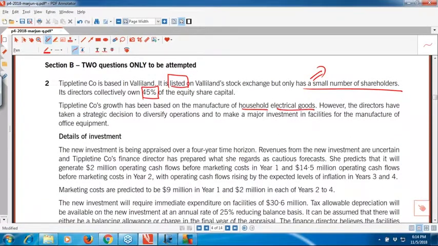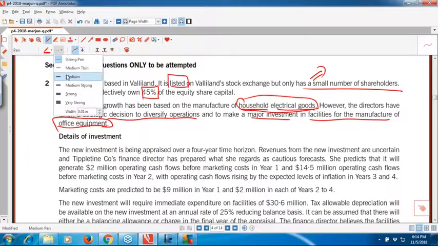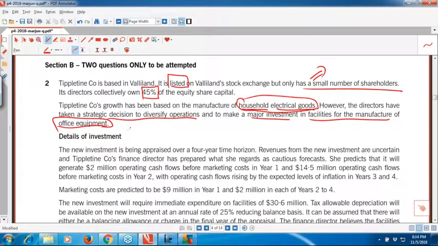Now, the company's growth has been based on the manufacture of household electrical goods. However, the directors have taken a strategic decision to diversify operations and to make a major investment in facilities for the manufacture of office equipment. The company has been focusing upon household electrical goods up till now, but now the directors are trying to diversify into office equipment. So in this specific scenario, the examiner is focusing upon potential diversification on the part of the directors.